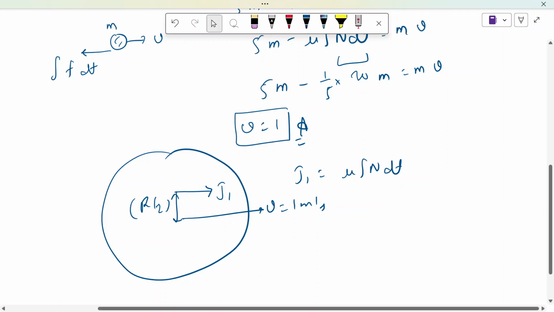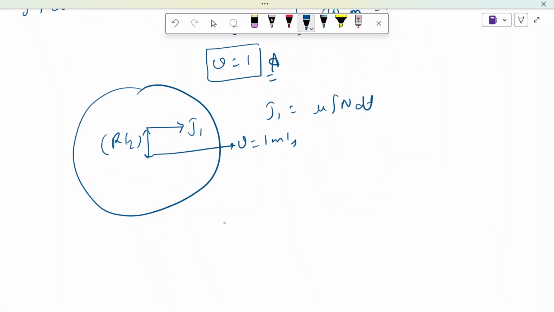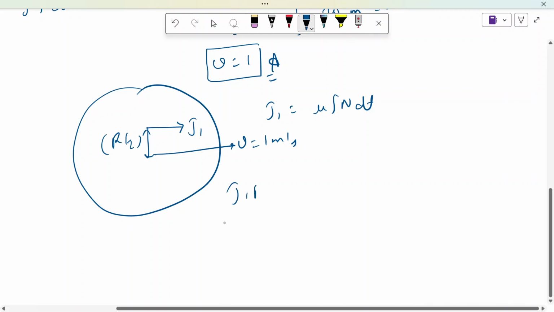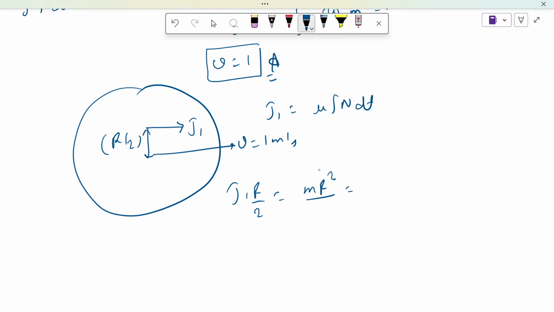And for the calculation of the angular velocity, we have to write the torque equation. And of course, we will write the angular impulse-momentum theorem. That is given as J1 into r upon 2 should be equal to mr square by 2 into omega.